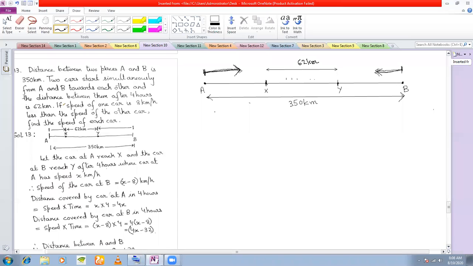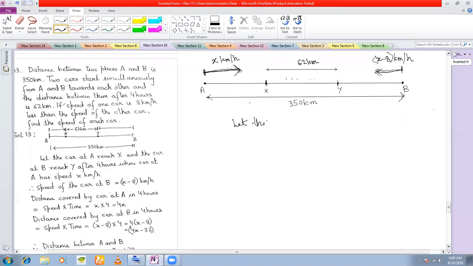If the speed of one car is 8 kilometers less than the speed of the other car. Okay, suppose I take this car is moving in this direction at the speed of say x kilometer per hour. Okay, that means this speed would be x minus 8 kilometer per hour, because the speed of the other car is 8 kilometer per hour less than the other car, right? So if the speed of the car at A is x kilometer per hour, the speed of car B is x minus 8 kilometer per hour. Okay, so that is what we needed to understand. That is what is given. Okay, so we now write the statements. Let's see what happens. What we shall use here. Let's first write the statements.